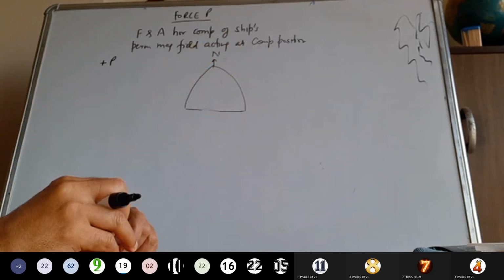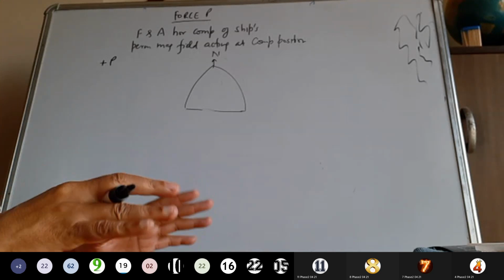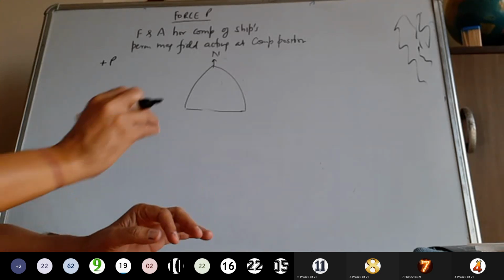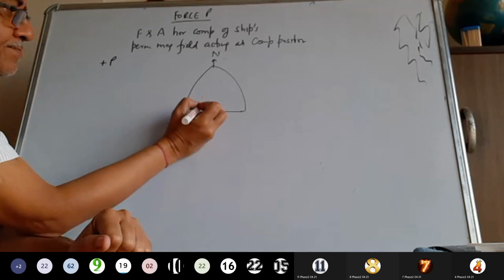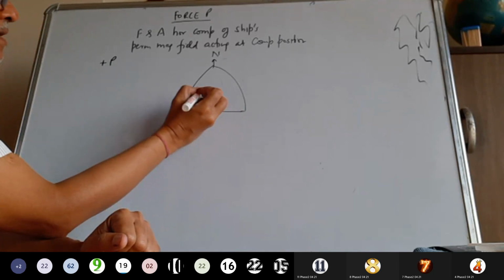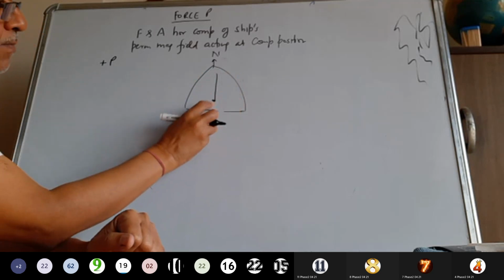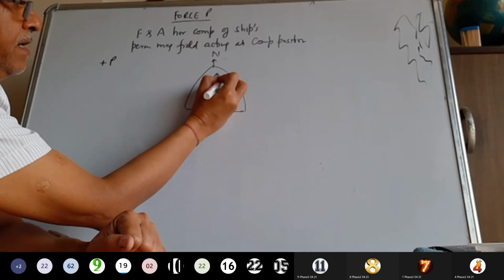So in this class, when we are talking about north, we are always talking about magnetic north. We are not talking about the geographical north. Because we have the force P acting towards the bow, in which direction is the force P acting? So this is the compass position and force P is acting in this direction.